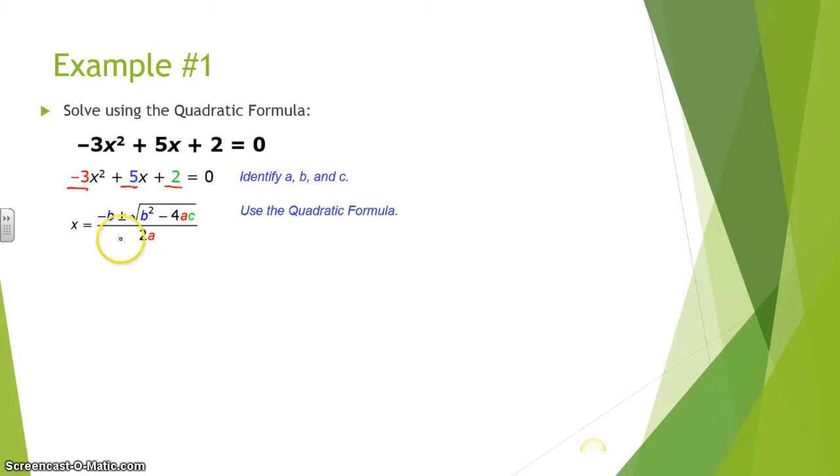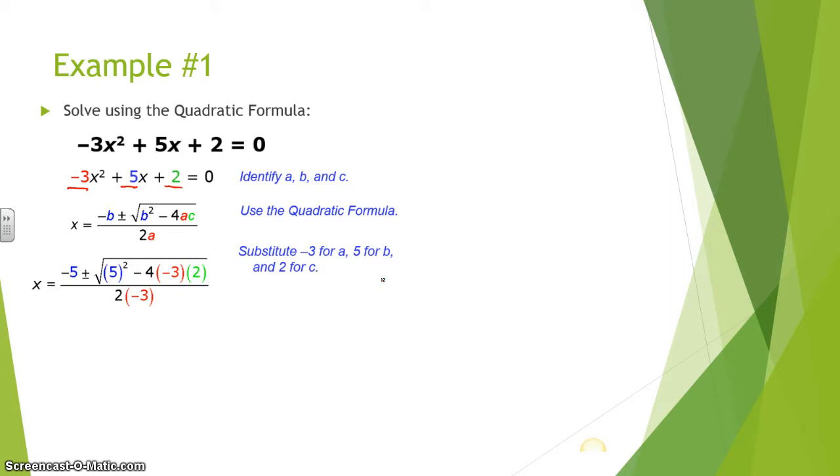So I'm using this formula and setting my values up in this formula. So I'm going to substitute negative 3 for a, 5 for b, and 2 for c. So this is how the setup's going to look. You have negative 5 plus or minus, b squared, so 5 squared, minus 4 times your a, which is negative 3, times your c, which is 2. All of that is divided by 2 times a, which is 2 times negative 3.